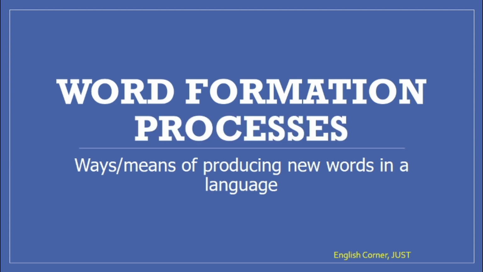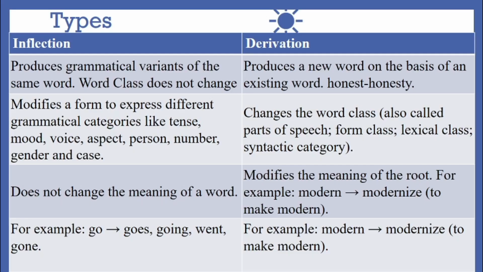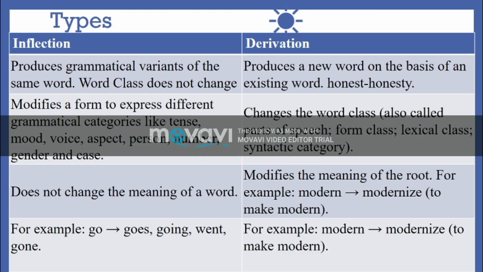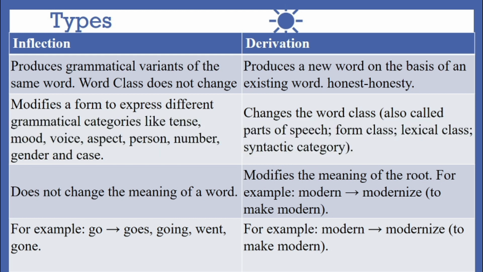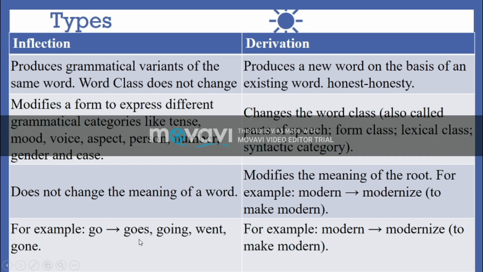In a language, there are different ways or means by which we can have new words, and we can increase the size of vocabulary of any language. Primary two of them are inflection and derivation. Inflection produces grammatical variants of the same word where word class does not change. For example, go and goes. You have two grammatical forms, but their meaning does not change, and both of them still are verbs.